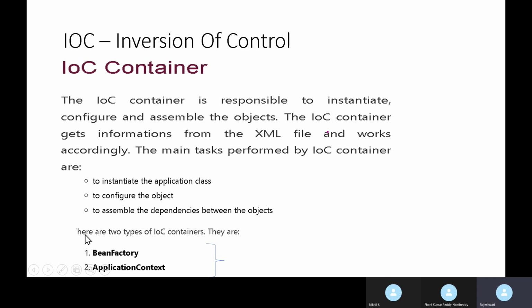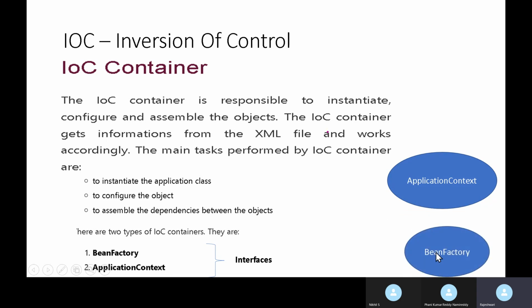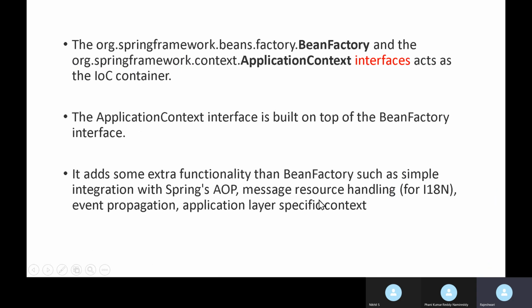Okay, so for this there are two types of IOC containers. One is the bean factory and the other one is the application context. These are interfaces. And on top of bean factory, application context is lying. Now this bean factory and application context, they are responsible for creating our inversion of control.